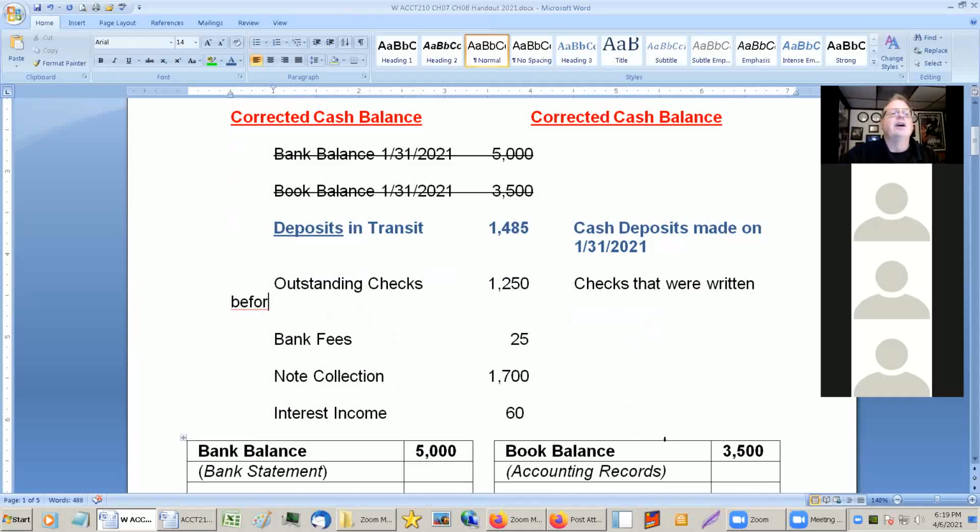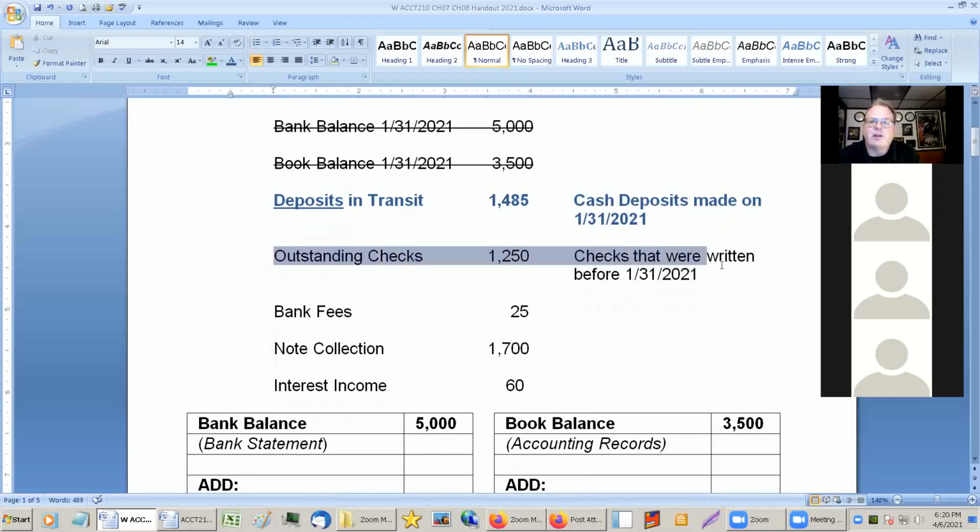But yeah, checks were written before 1-31. So we write these checks and put them in the mail, and it's going to take some time. Let's say we mail them out on the 31st, or even a little before then. It's going to take some time for the mail to get it to whoever the check's going to. It's going to take time for them to take the check out, take it to their bank, deposit it, and clear the bank. So it's going to be a little while before our bank knows.